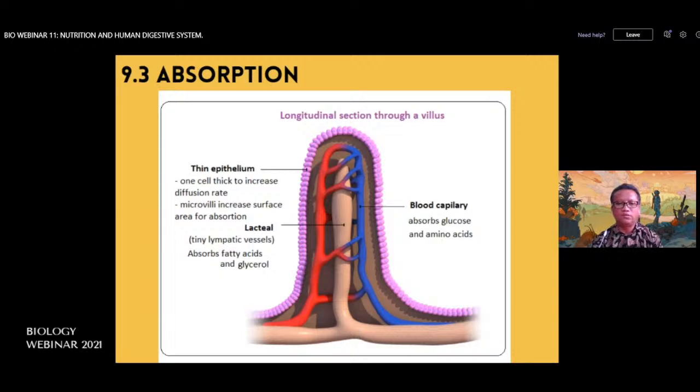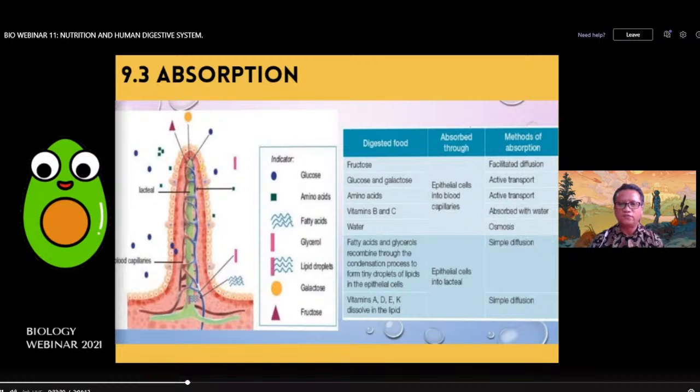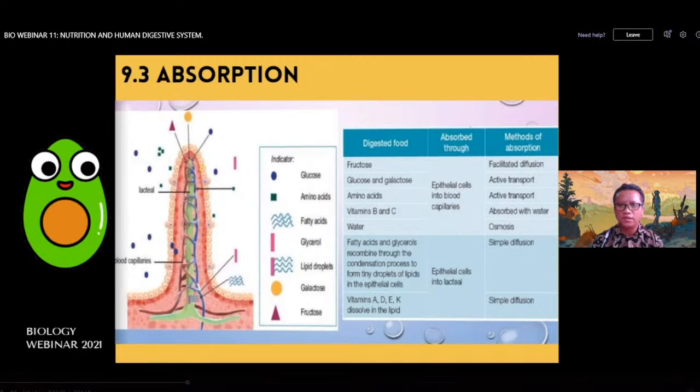And since we have learned in Form 5 that lacteal actually is the extension or the tiny lymphatic vessel. Okay, so this is where all the fatty acid and glycerol will be flowing into the circulatory system. Okay, this diagram I took from the textbook. That is showing what kind of digested food is being absorbed into the small intestine.